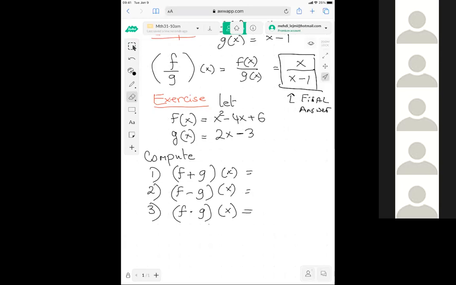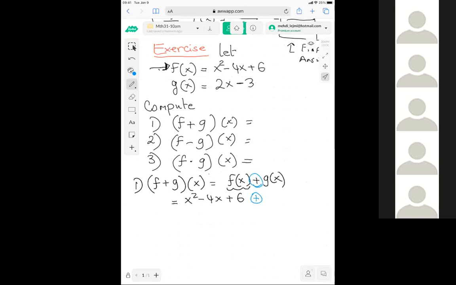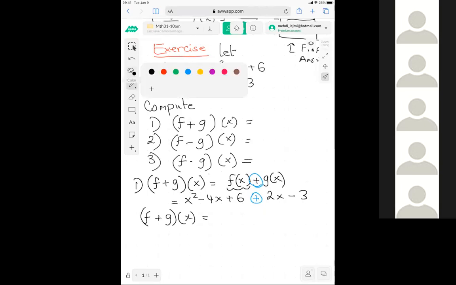For number one, f plus g of x. We said that would be f of x plus g of x, right? And this is my f of x here, x squared minus 4x plus 6, and then we have a plus. For addition, guys, you don't really need the parentheses. So it's just plus, and then my g would be 2x minus 3. So let's simplify the answer.